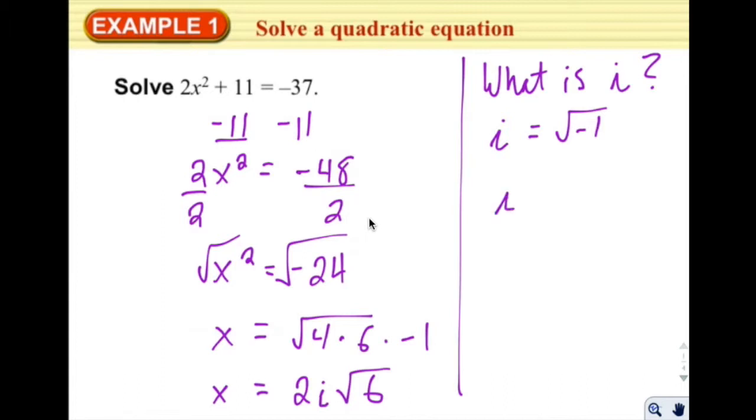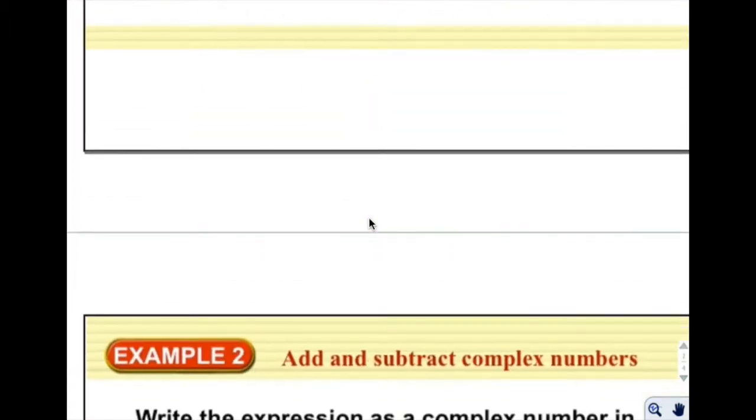i squared is going to equal negative 1. Right? Because square root of negative 1 times square root of negative 1 would equal negative 1. So anytime I have an i squared or two i's multiplied by each other, I'm going to be able to pull out a negative 1, which is going to be really helpful. So really, we're looking at complex numbers today so that we can deal with negative numbers in radicals.